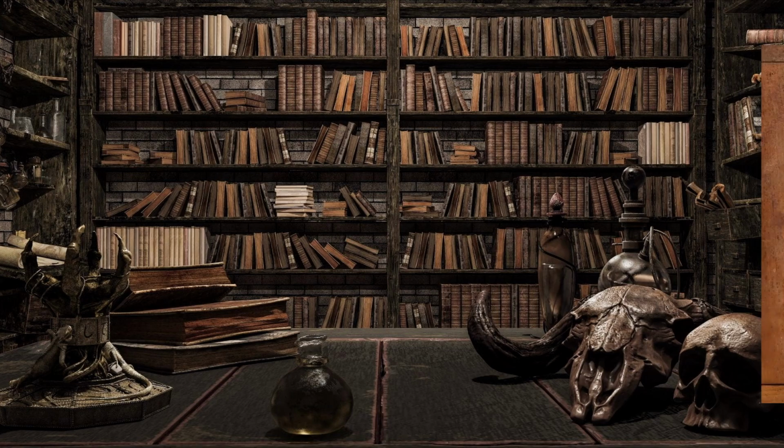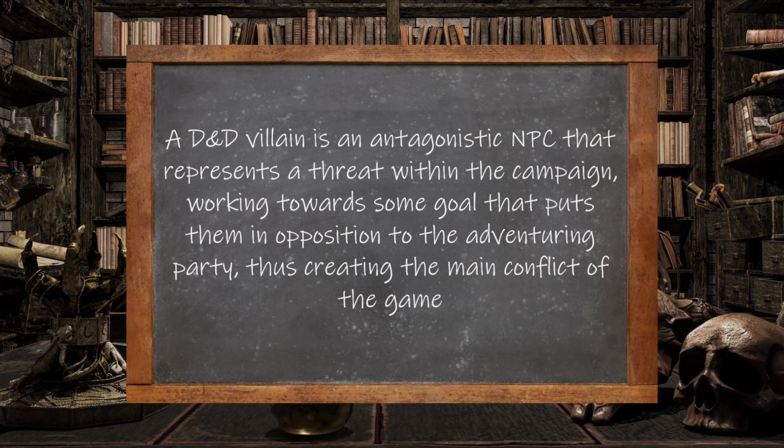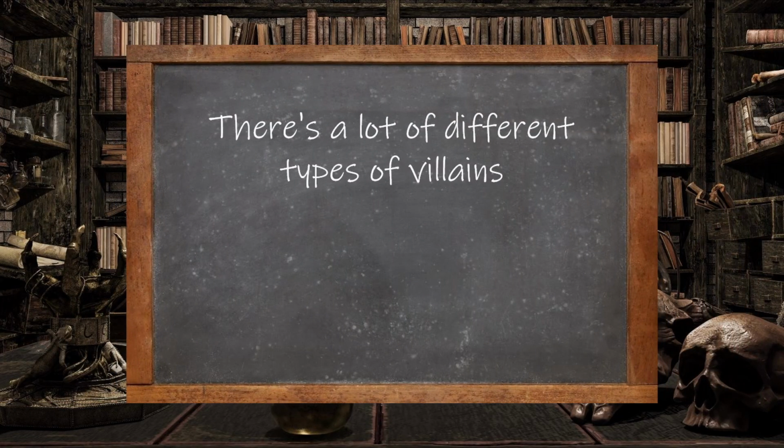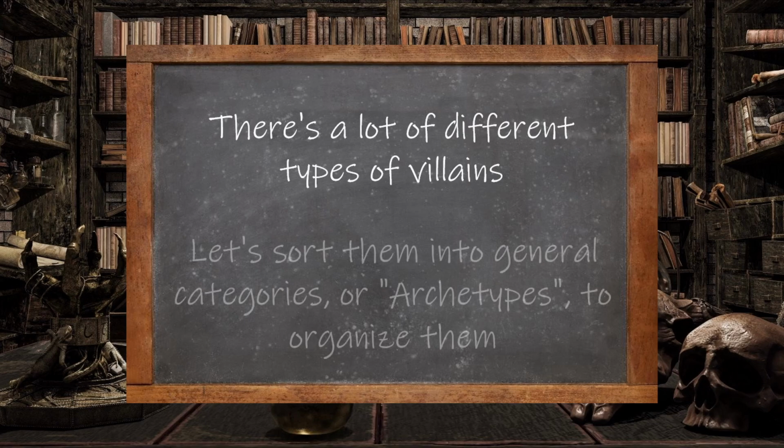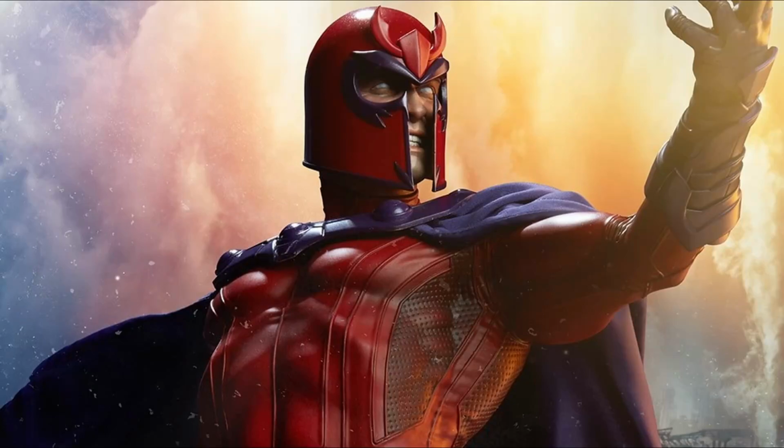With these things in mind, we can say that a D&D villain is an antagonistic NPC that represents a threat within the campaign, working towards some goal that puts them in opposition to the adventuring party, thus creating the main conflict of the game. There's not just one type of villain you can use, however. There's tons of different villain types that you can use or come up with. To help organize them, I'll arrange the plethora of potential villain ideas into 8 general archetypes and define each one very briefly. First up is the anti-villain.